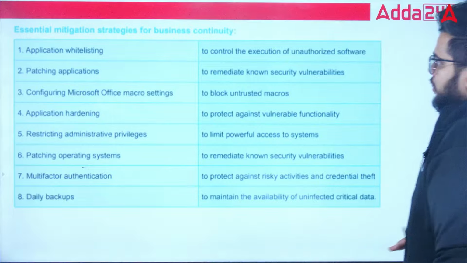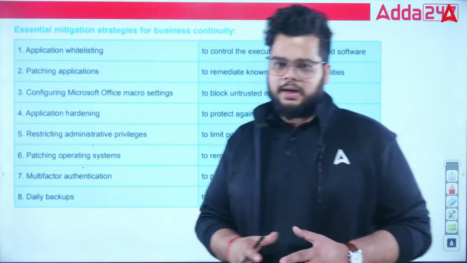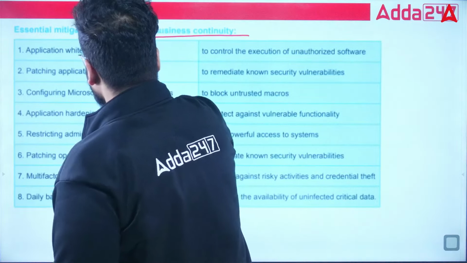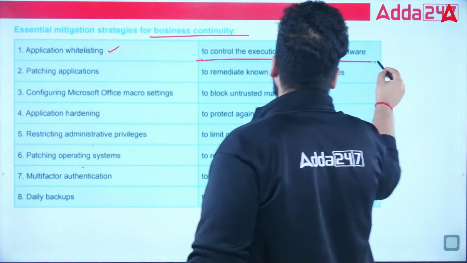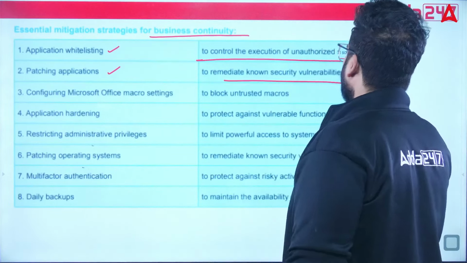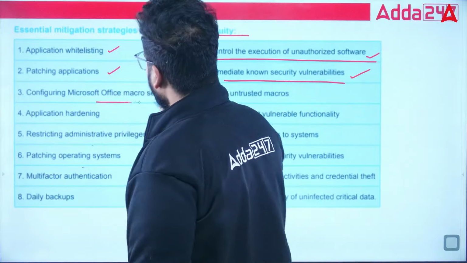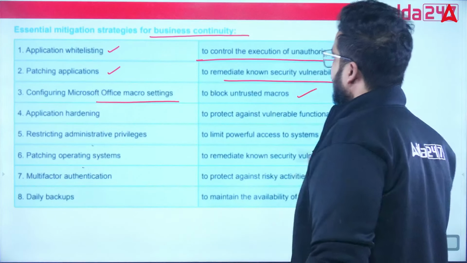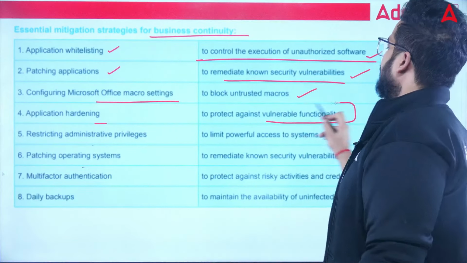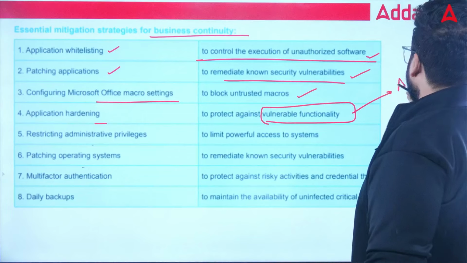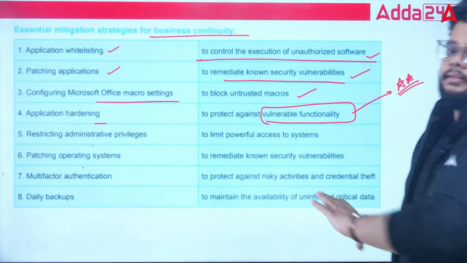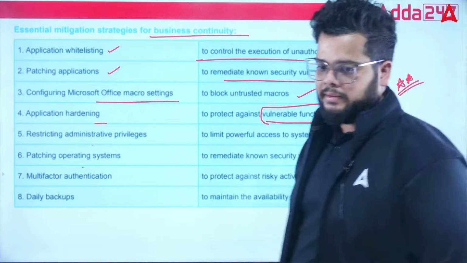Then when we talk about the difference between the strategies, what are the essential mitigation strategies for business continuity? Application whitelisting will be to control the execution of unauthorized software, patching applications to remediate known security vulnerabilities, configuring the Microsoft Office macro settings to block untrusted macros. Application hardening will be done to protect against vulnerable functionality, and that is from where one question was asked. See what all is being done and why it is done. This is what we must remember from this table.